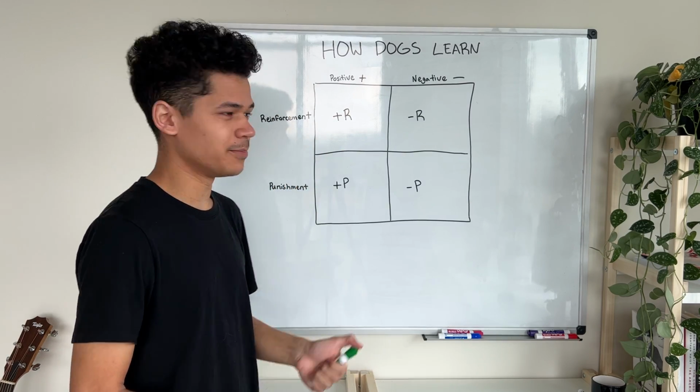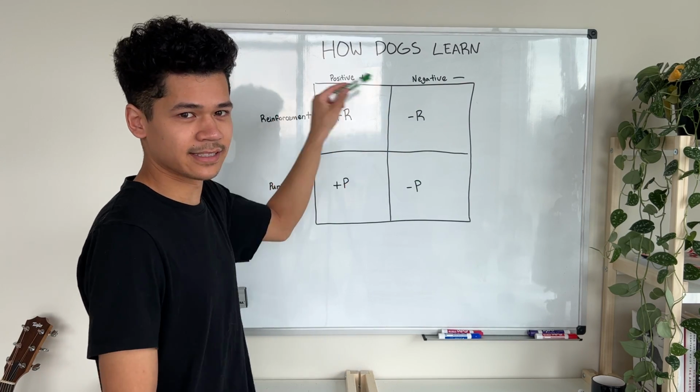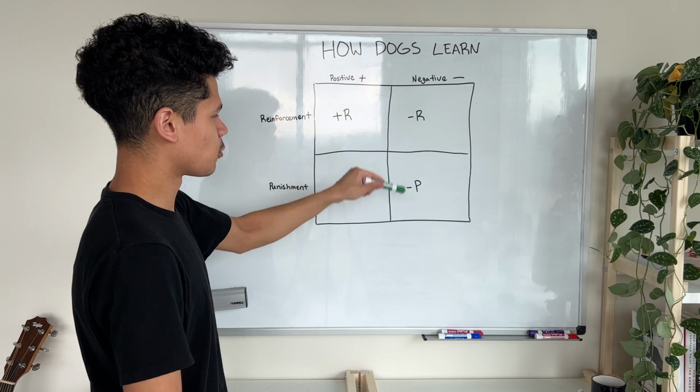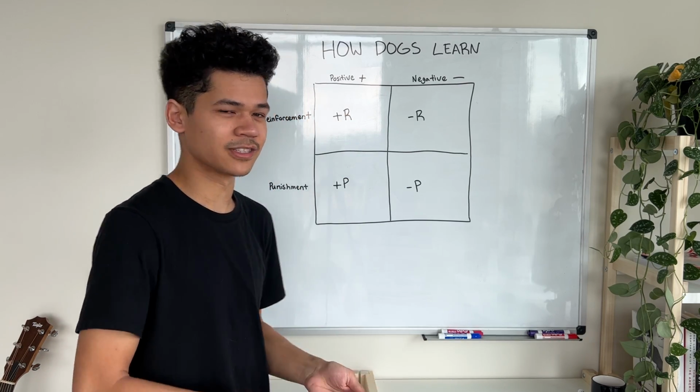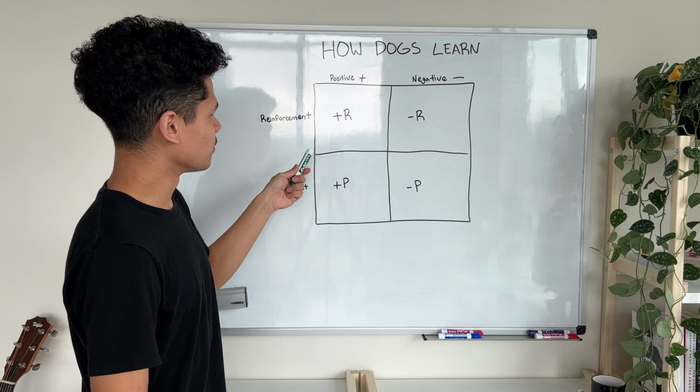This is very important because all of our training is going to fall within one of these quadrants, and we have to understand what in our training we're trying to accomplish. So let's break it down here.